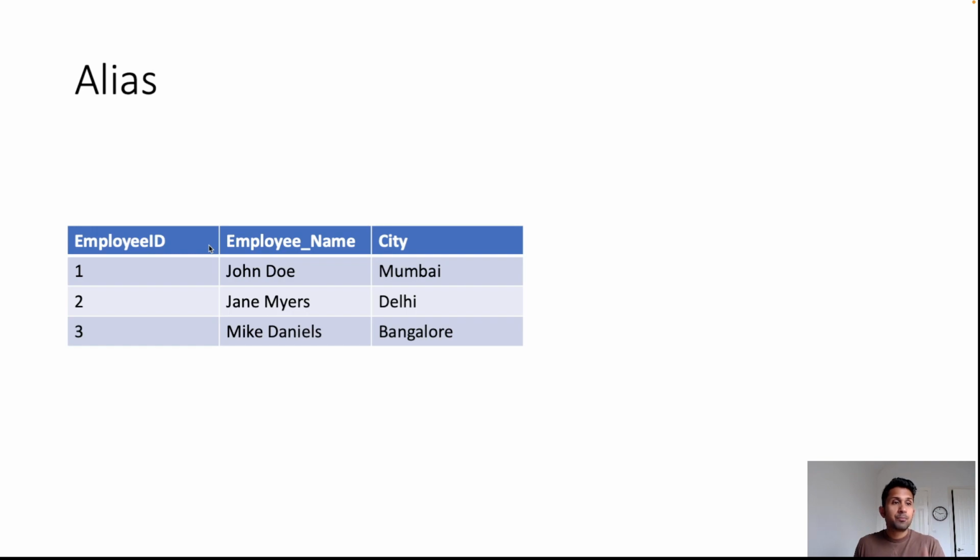When you do that, the table looks like this: employee ID, employee underscore name, and city. Again, this is temporary. You're not actually changing the names of the column. When you look at this, you understand what the context of the data is. So use it and make sure that your data or your code is readable. Now let's take a look at this with the help of a demo.